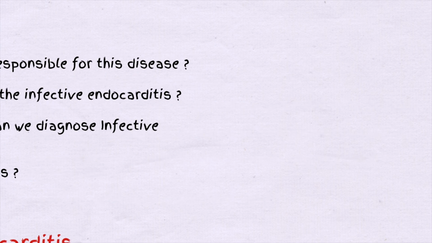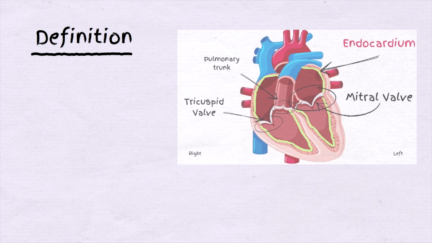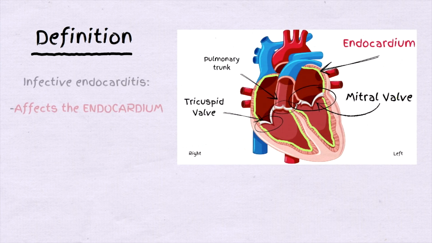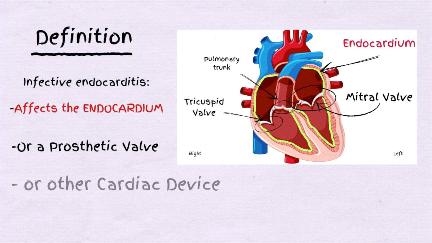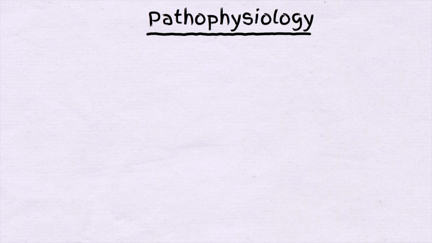Let's get started. Infective endocarditis is an infection that damages the inner lining of the cardiovascular structures, such as the valves, the cardiac chambers, a prosthetic valve, or other cardiac devices. How does this infection happen? The cardiac region affected is the endocardium, and there are 2 main reasons.